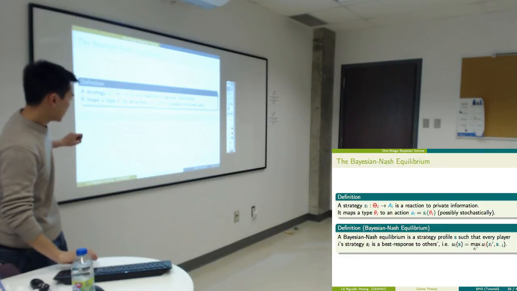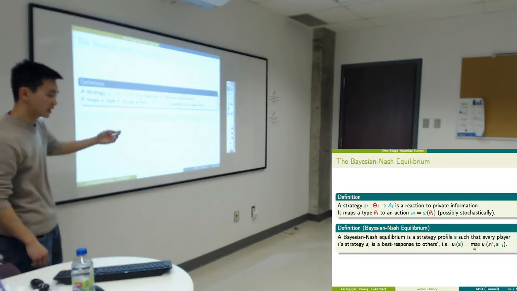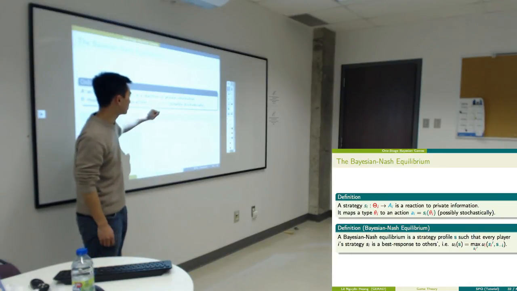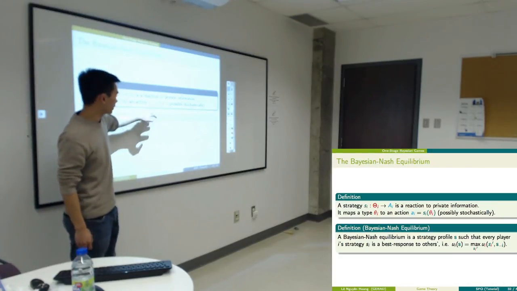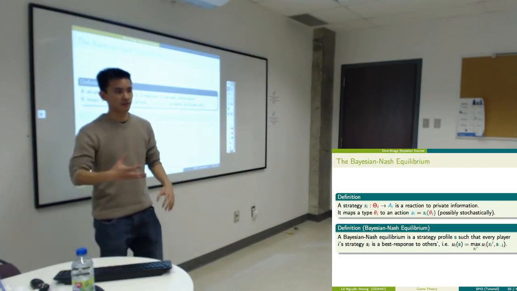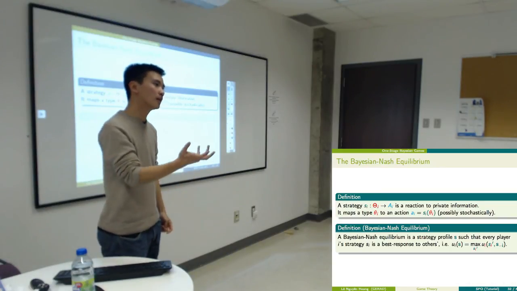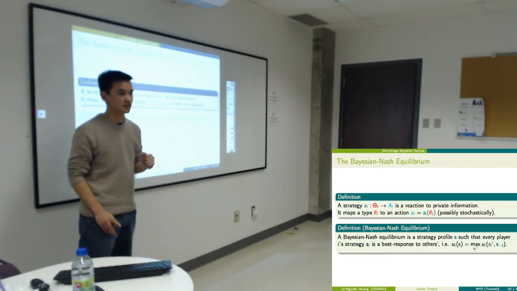Okay. So a strategy in this setting is a way of reacting to private information. And as opposed to actions, we assume that this can be done stochastically. Think of bluffing. In poker, the optimal strategy could be to bluff with a certain probability. So that's why there's some stochasticity here.